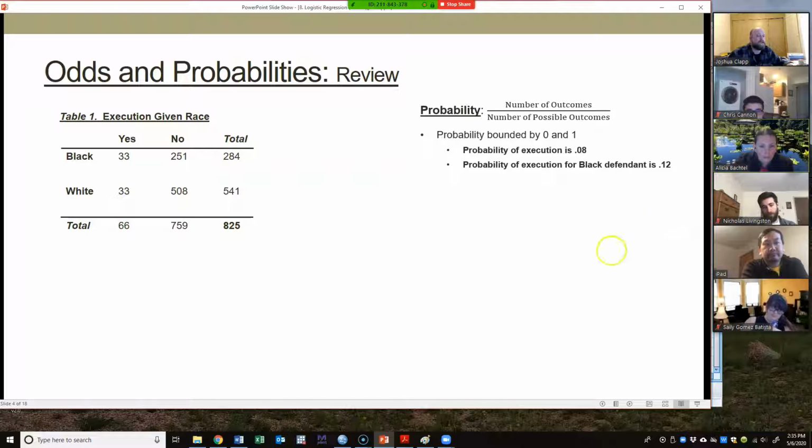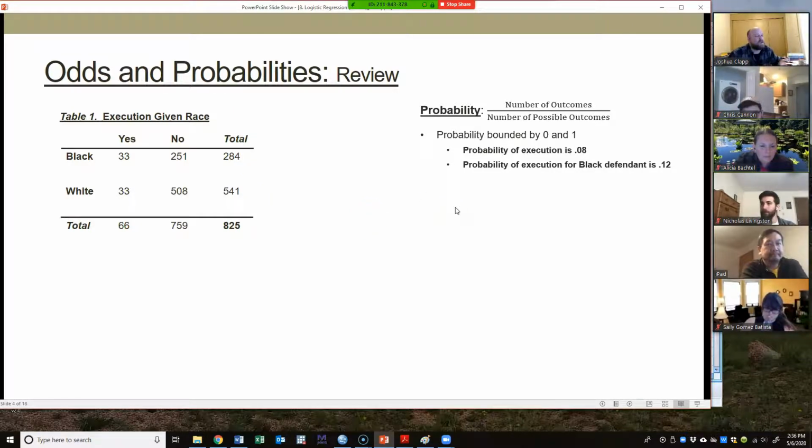That would be just the 33 divided by the 825. Okay, if I'm just talking about how many black defendants do I have? 284. Okay, so how did I get the probability of 0.12? So if I'm calculating probability of execution for black defendants, the 33 by 284. There we go. 33 divided by 284.